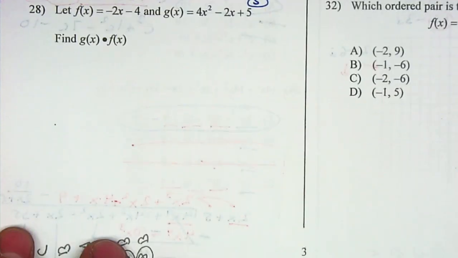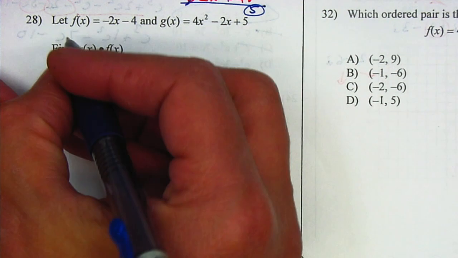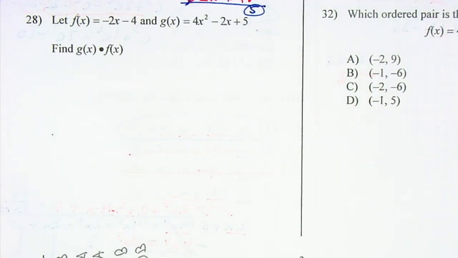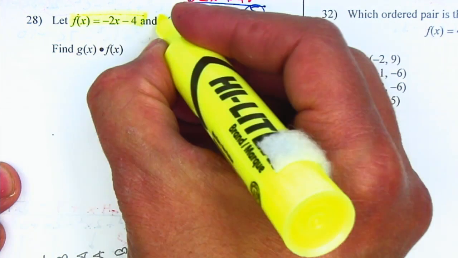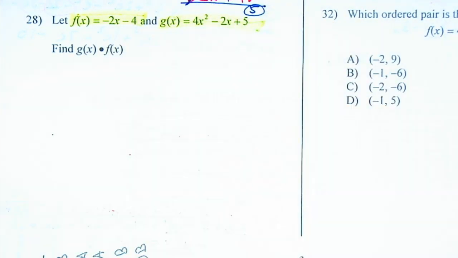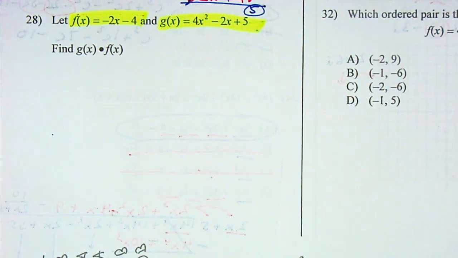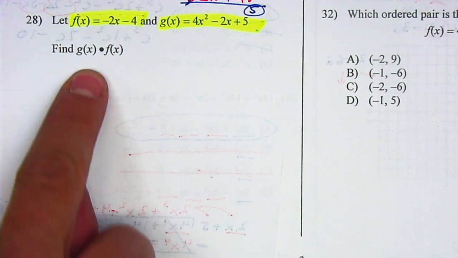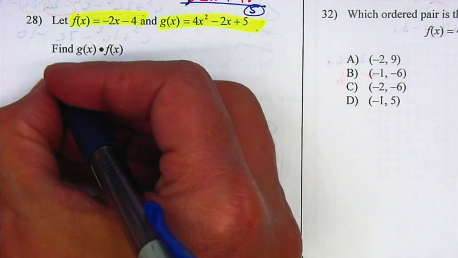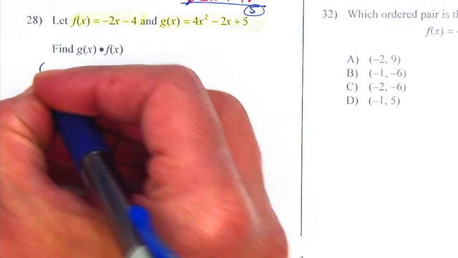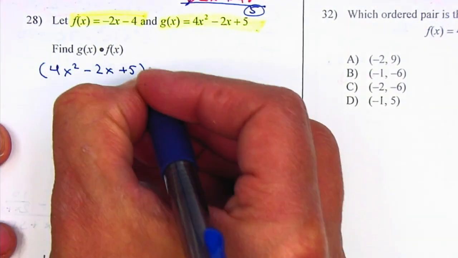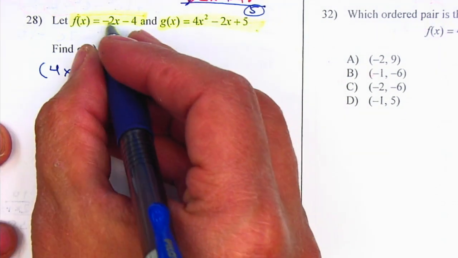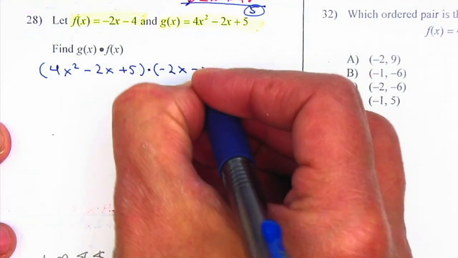Problem number 28, they give you f of x, which is negative 2x minus 5, and they give you g of x, which is 4x squared minus 2x plus 5, and they ask you to multiply. So g of x is the first one, 4x squared minus 2x plus 5, multiplied by f of x, which is negative 2x minus 5.